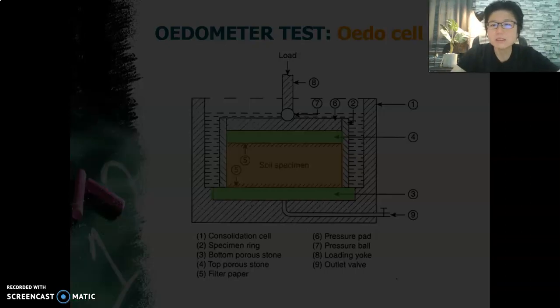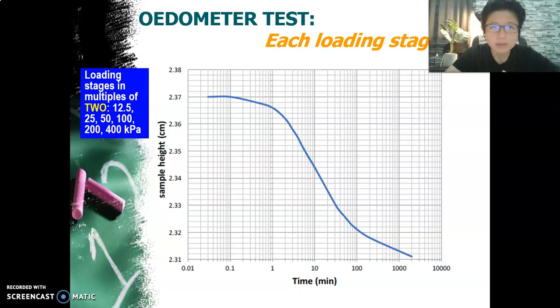Okay, so now let's look at the results you actually get from the odometer test. Those who have done it, if you're lucky, will have got a graph like this, or maybe you don't. On the first attempt, we rarely get a graph like this. You have plotted the height of the settlement, or the ratio of the sample, against time, and notice that this is a semi-log graph, meaning that the x-axis is plotted in the log scale, right? You will also notice that the standard says when you do an odometer test, we usually load in multiples of 2, meaning that if the first load is 12.5, the next one will be 25, the next one will be 50, 100, and so on and so forth.